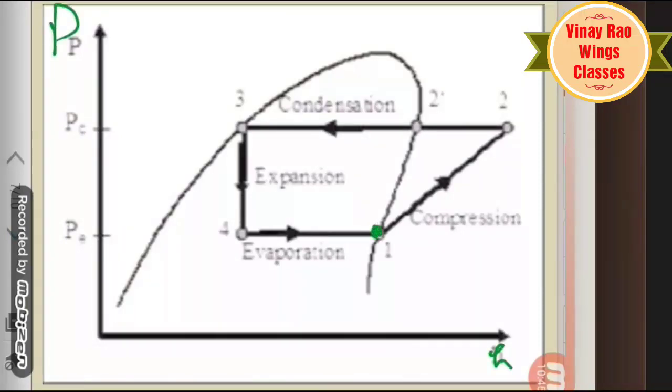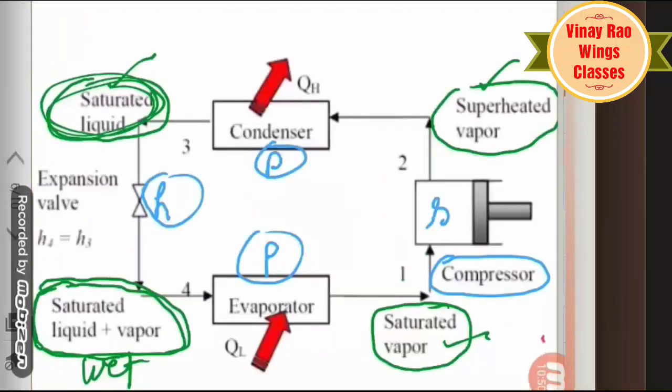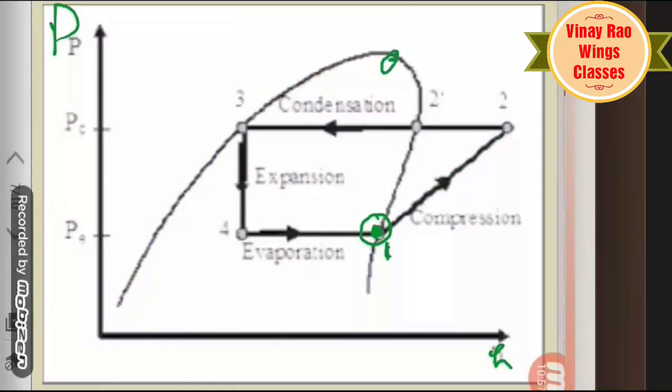This is point number 1. Point number 1 is dry saturated vapors. This is the critical point. Through the critical point, this is the saturated liquid line and this is the saturated vapor line. This is the saturated vapor point. From this point, there is an isentropic compression. Point number 1 to 2, isentropic lines are moving like this. This is an isentropic line.